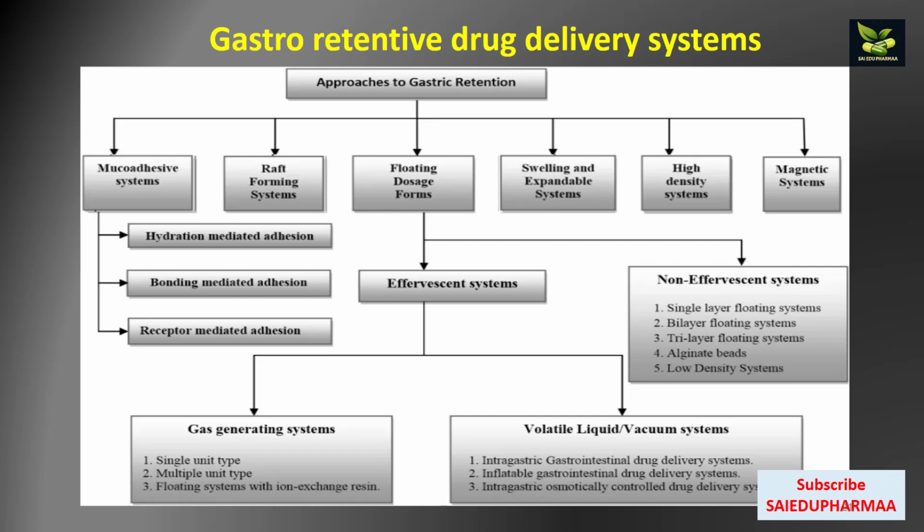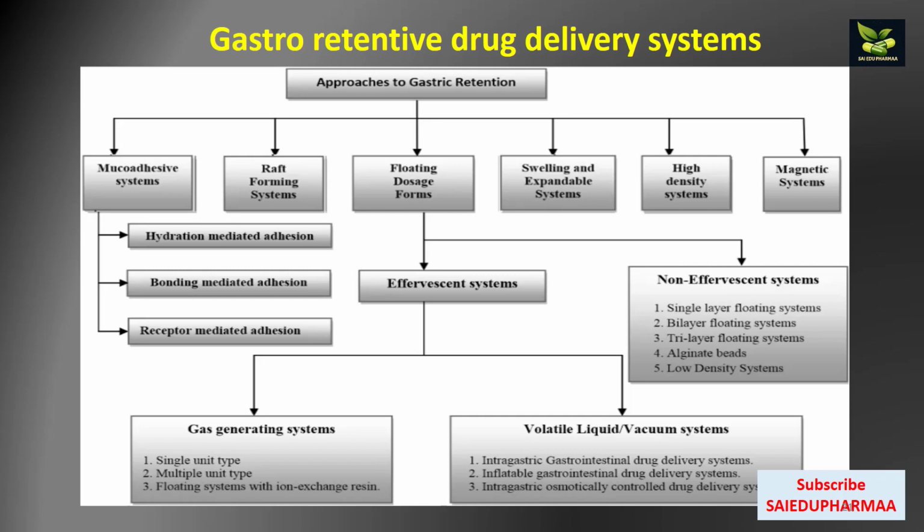And in floating dosage form, as we saw, there are effervescent and non-effervescent systems. In effervescent, again there could be gas generating or volatile liquid or vacuum systems. In gas generating system, there are three types: single unit type, multiple unit type, and floating system with ion exchange resins. And in volatile liquid or vacuum systems, there are intragastric gastrointestinal drug delivery systems, then inflatable gastrointestinal drug delivery systems, and intragastric osmotically controlled drug delivery systems.